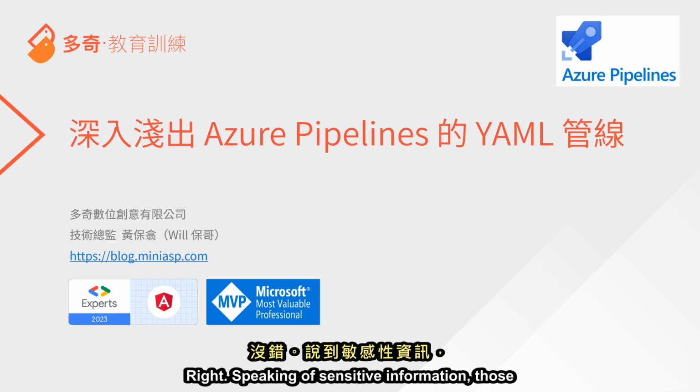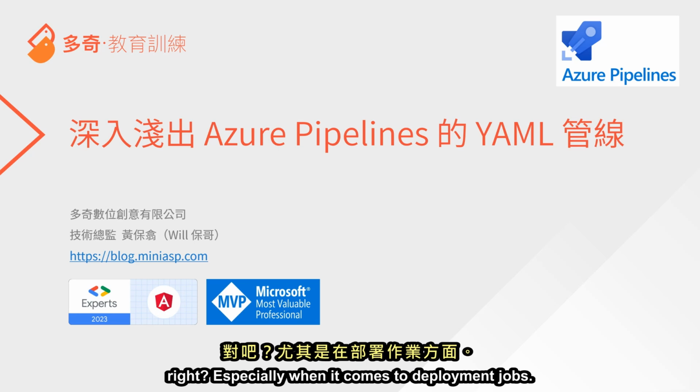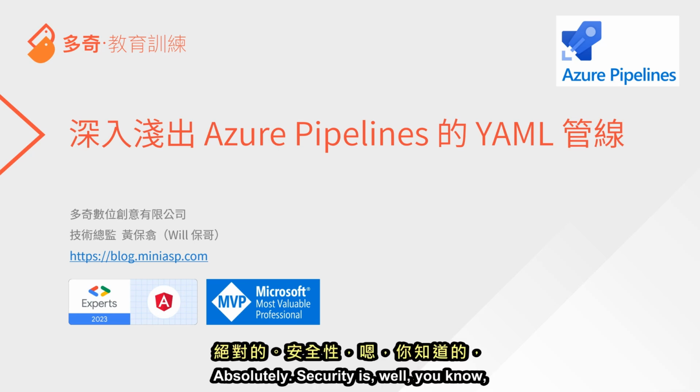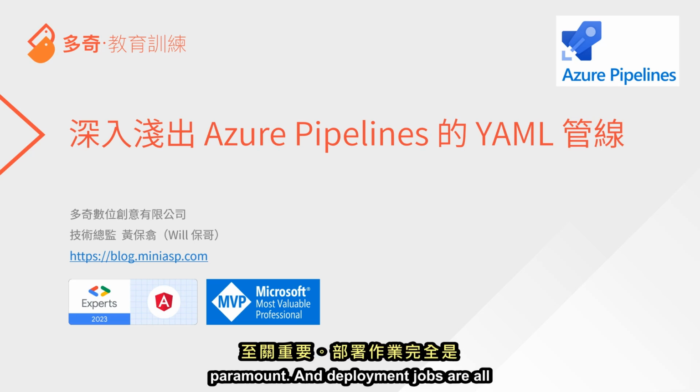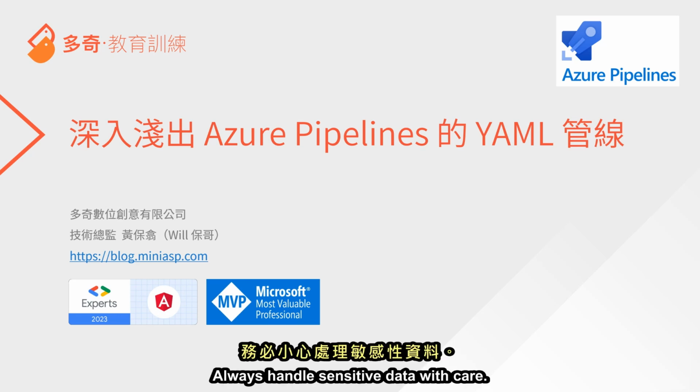Right. Speaking of sensitive information, those secret variables need some extra TLC, right? Especially when it comes to deployment jobs. Absolutely. Security is paramount. And deployment jobs are all about rolling out your application, so that extra layer of protection is critical. Always handle sensitive data with care.